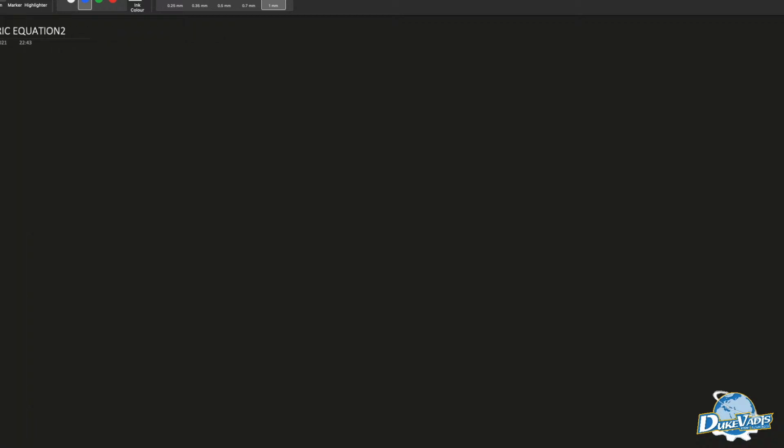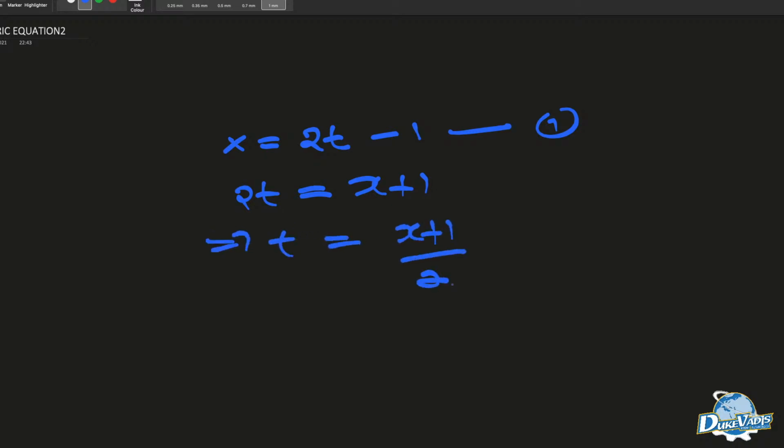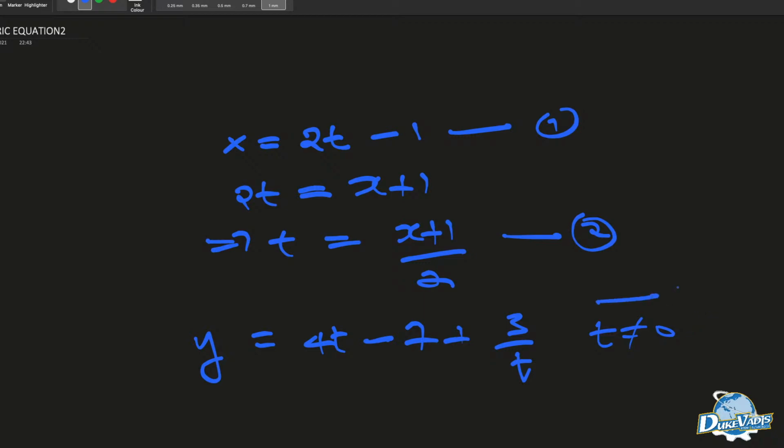Our equation is x equals 2t minus 1, and I call this equation 1. From this I can see that 2t is equal to x plus 1. This implies that t is equal to (x plus 1) over 2. This question is just 3 marks, so you have to do it quickly so you can proceed with the other one. We call this equation 2. The actual equation given says y is 4t minus 7 plus 3 over t, such that t is not equal to 0. Let's call this equation 3.